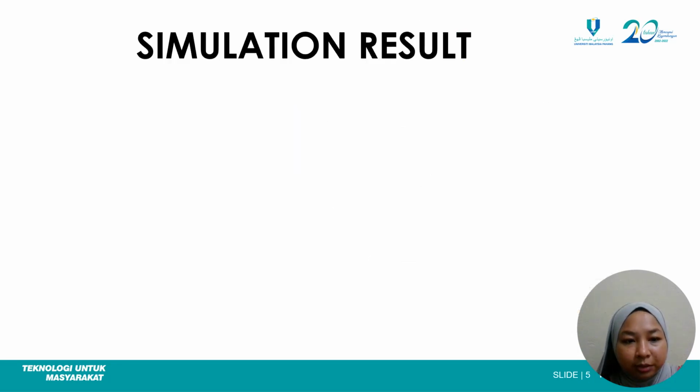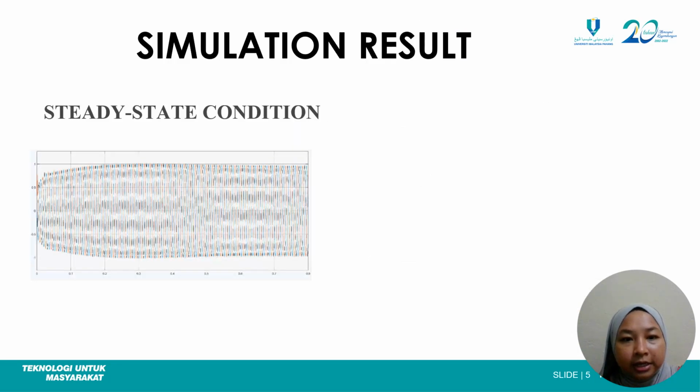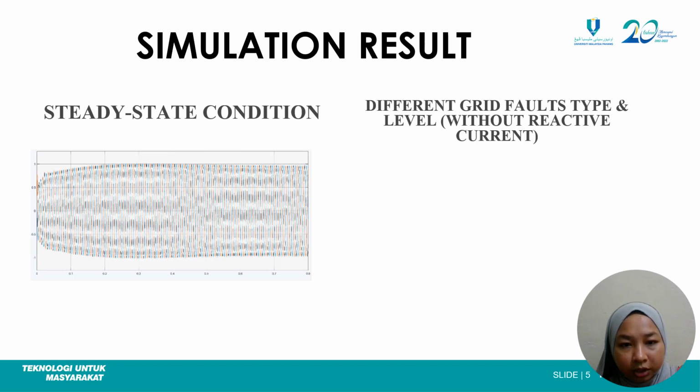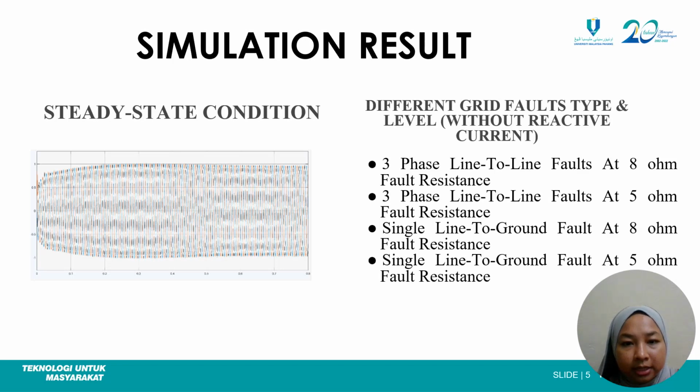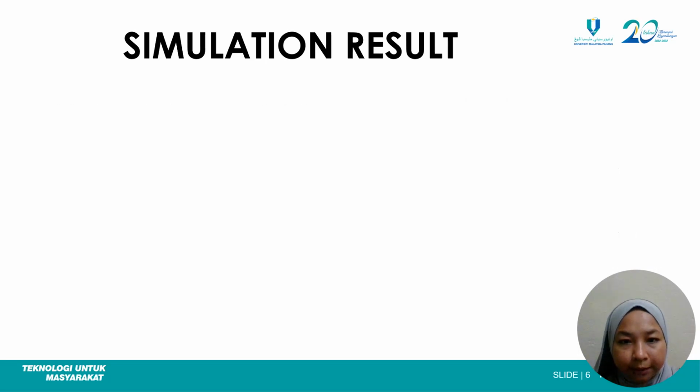For the simulation result, this is a steady state condition. And then these are different grid fault types and levels without reactive current. Three-phase line-to-line fault at 8 ohm resistance. Three-phase line-to-line fault at 5 ohm resistance. And then single line to ground fault at 8 ohm. And then single line to ground fault at 5 ohm resistance.